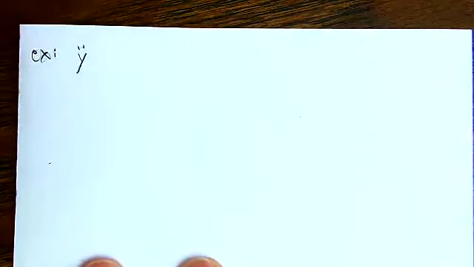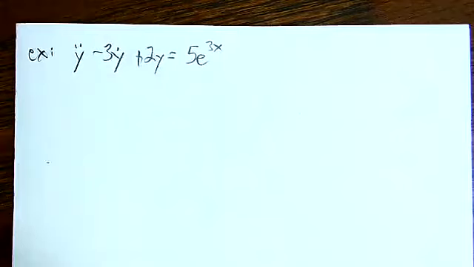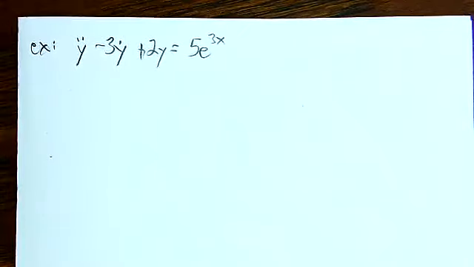Say we have the differential equation y double dot minus 3y dot plus 2y is equal to 5e to the 3x. And perhaps not through inspection, perhaps not because somebody came and told us, but probably maybe we just looked at this based on our previous experience and tried to solve this.